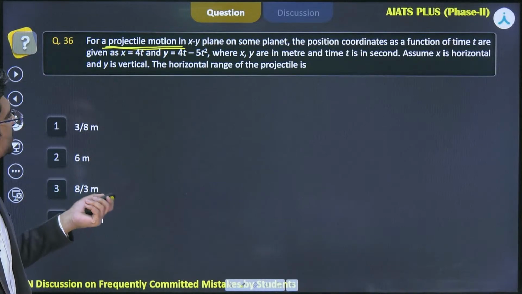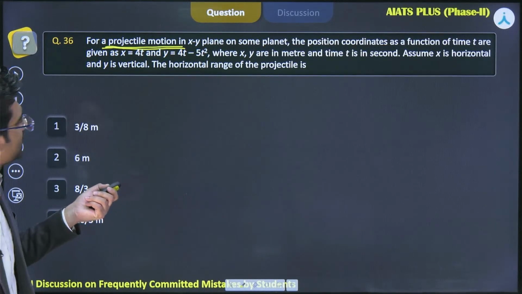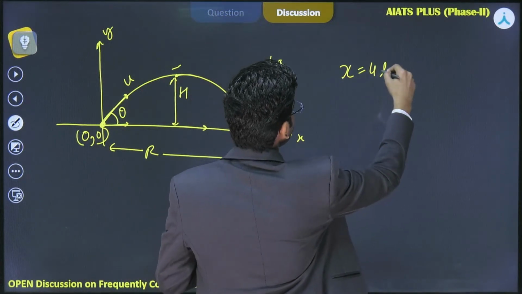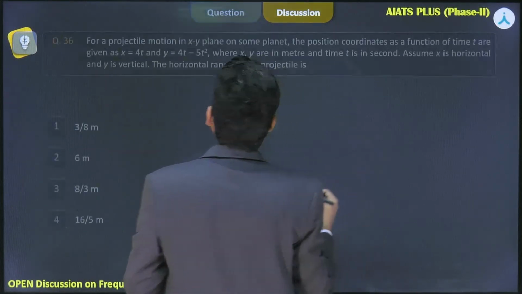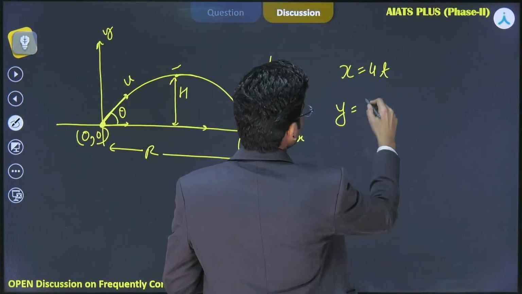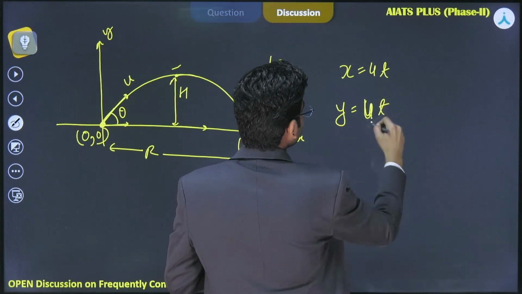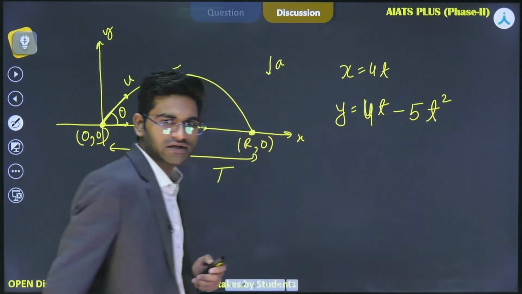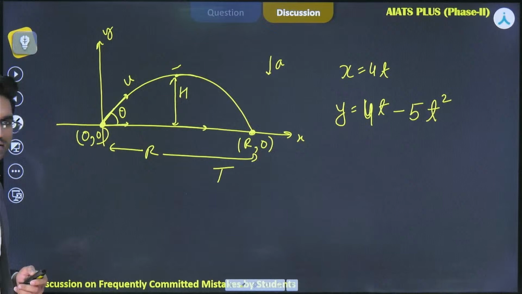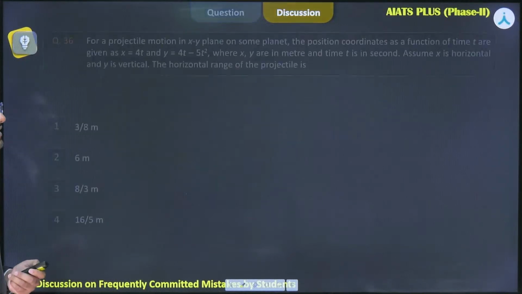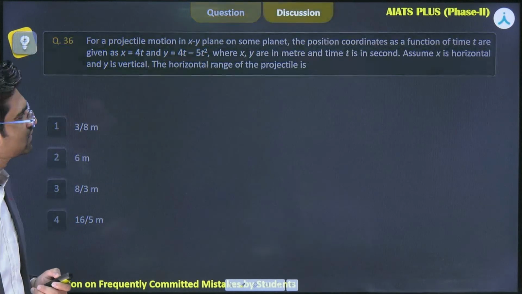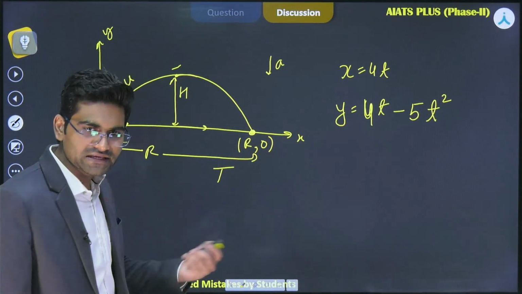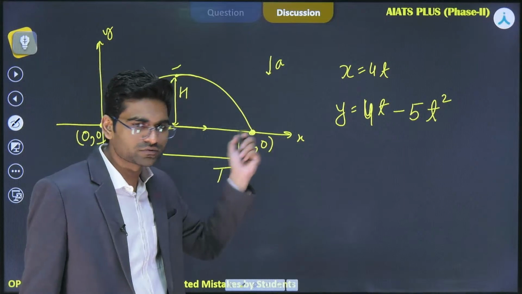So x is equal to 4t and y is equal to 4t minus 5t square, right? So I am writing the equations as x equal to 4t and y equal to 4t minus 5t square. How can I solve this? I have to find the horizontal range. So to find the horizontal range, let us find the time first when it will strike the ground.